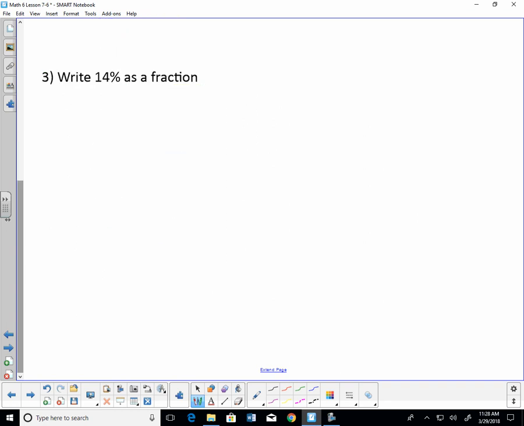14% as a fraction means 14 over 100. I know to reduce these, I need to divide them by 2. 14 divided by 2 is 7. 100 divided by 2 is 50. So 14% is 7/50ths.